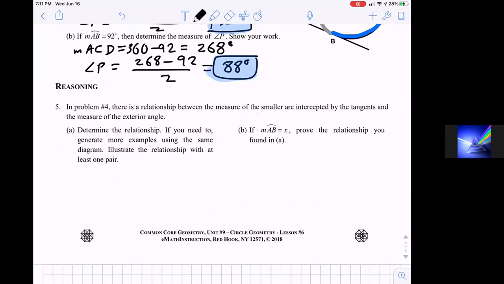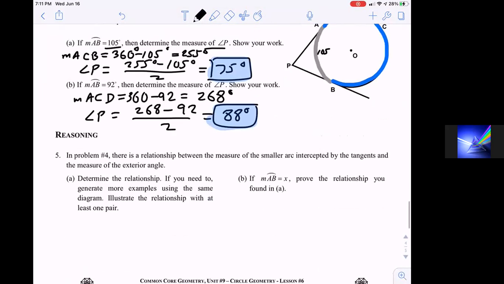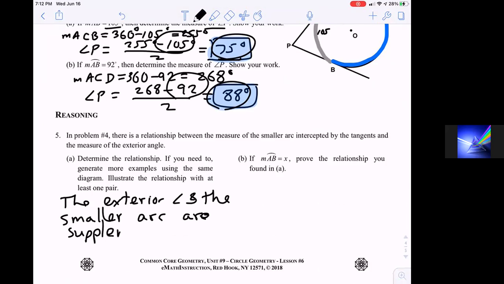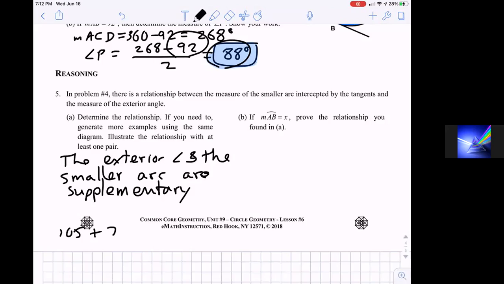Lastly, in part 5, it asks us to determine a relationship, to see if there is one, between the smaller of the two arcs and the exterior angle. And here's one of the things you should notice. The exterior angle and the smaller arc are supplementary. Now, what does that mean? It means they add up to 180 degrees. So we can see that 105 plus 75 is 180. 92 plus 88 is also 180.